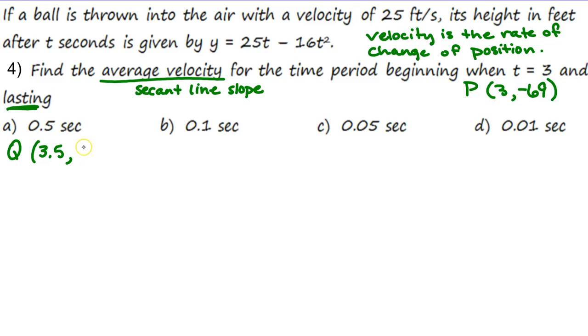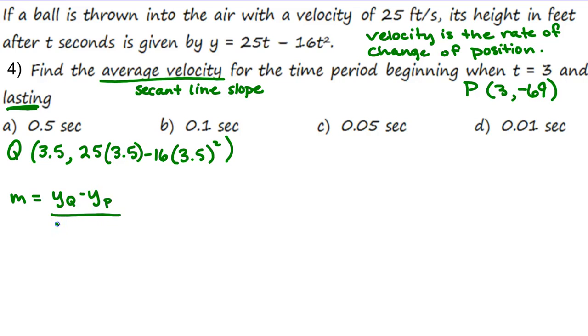And then the y-coordinate is going to be 25 times 3.5 minus 16 times 3.5 squared. But just like in the last problem, I'm not going to calculate that. I'm going to make a formula for myself. So the slope is going to be the y-coordinate from point Q minus the y-coordinate from point P over the x-coordinate from point Q minus the x-coordinate from point P. That's our y2 minus y1 over x2 minus x1.